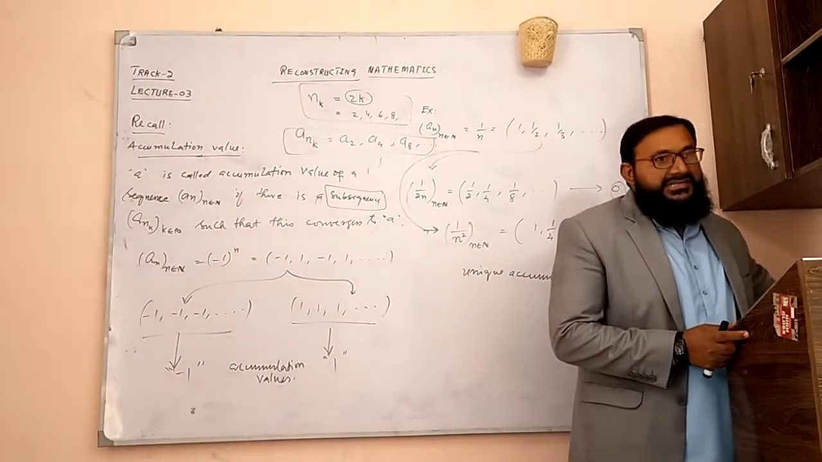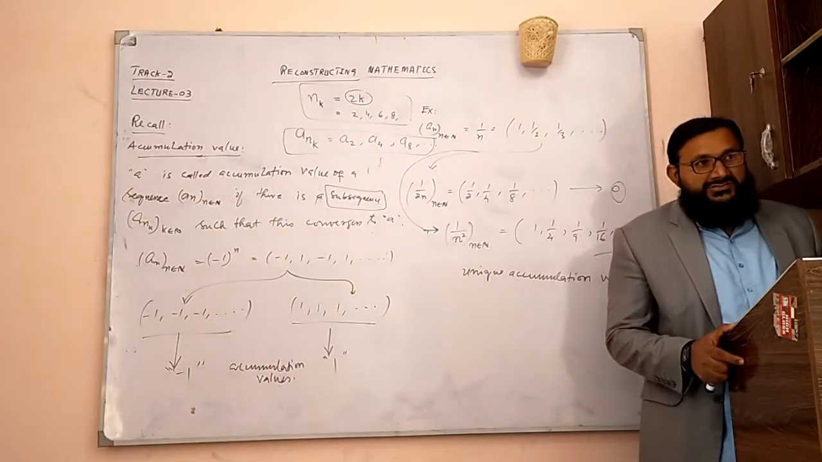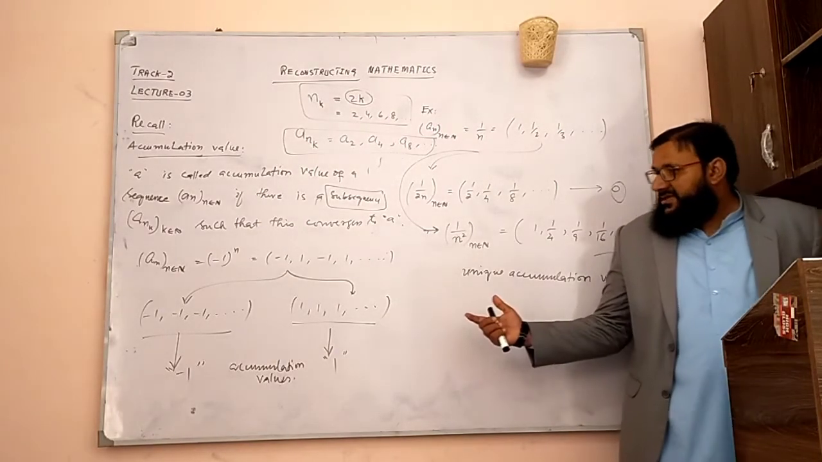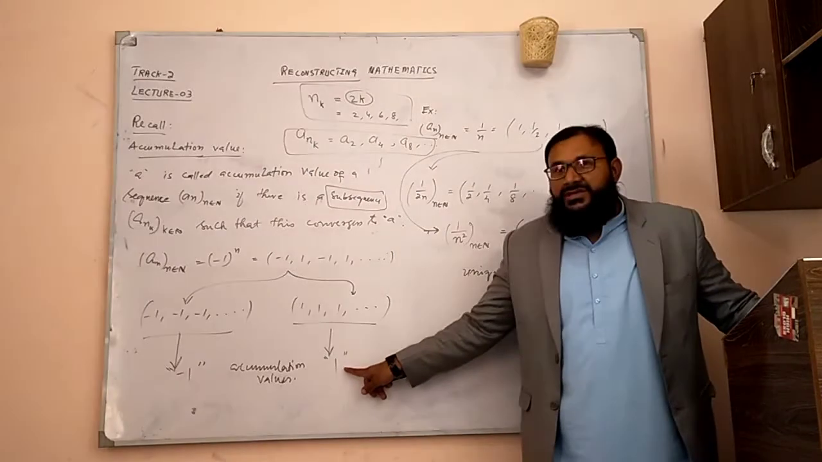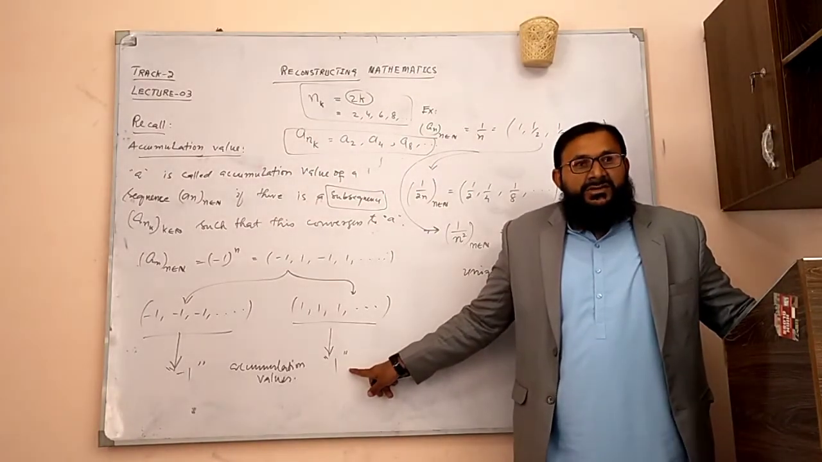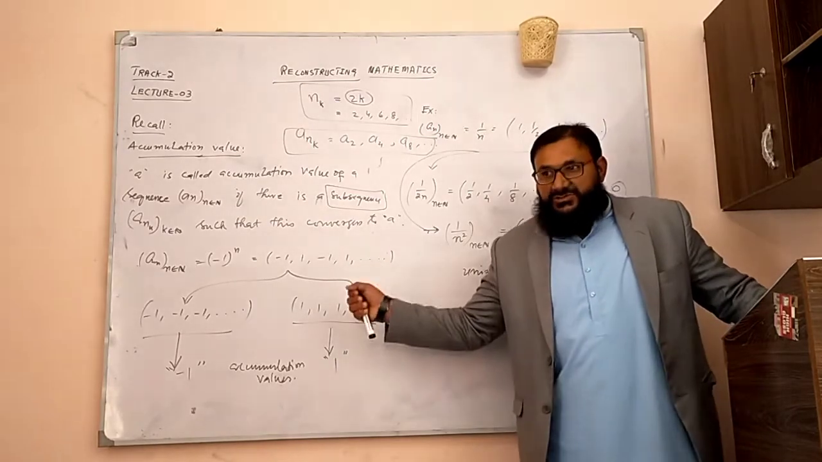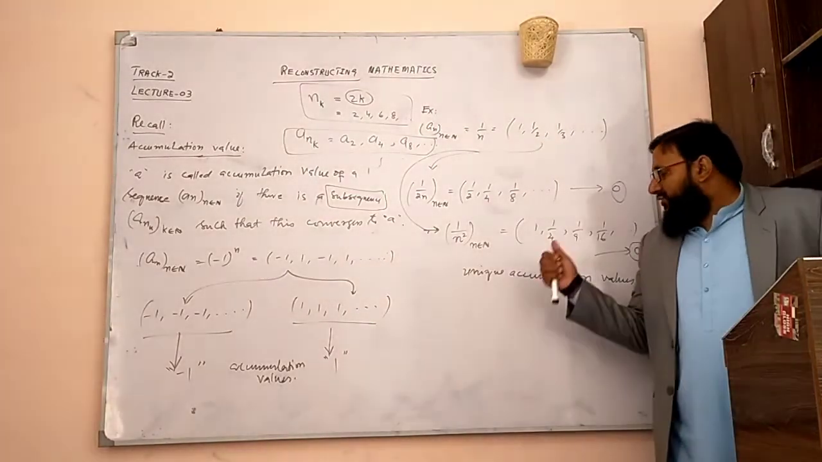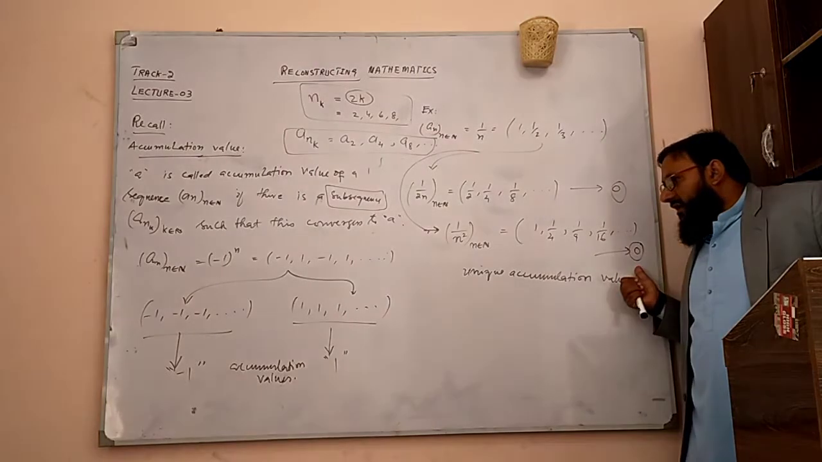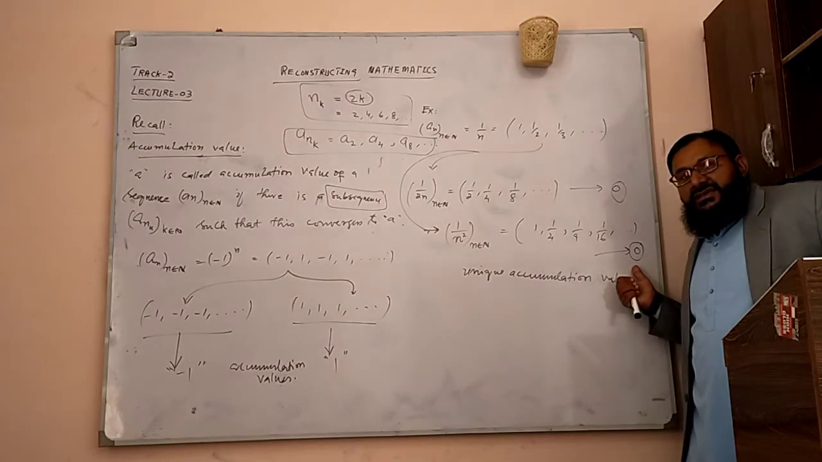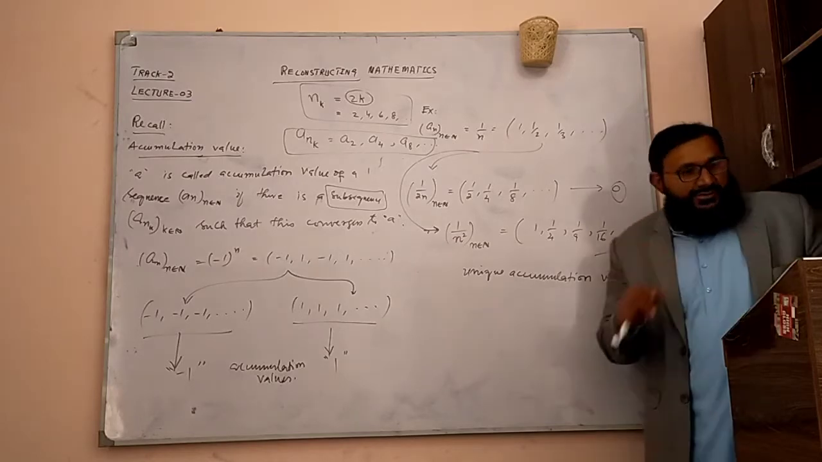So there is an alternate definition of accumulation value as well. We know very well that a value is said to be an accumulation value if any open ball around it contains infinitely many members of the sequence. You make any open ball around 0, this will contain infinitely many terms of the sequence, the open neighborhood for that.